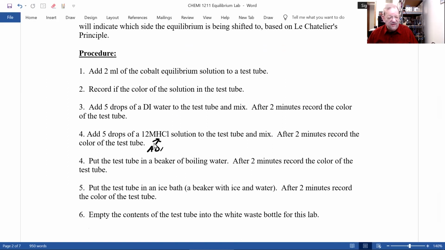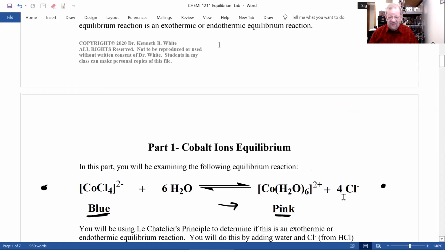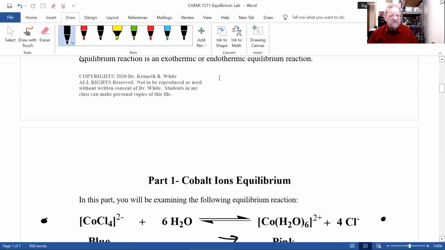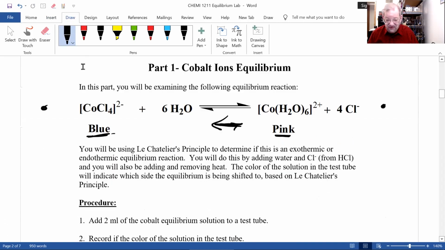this really adds in water, and becomes H plus and Cl minus. We'll learn that. Adding 12 molar HCl should add more Cl minus. Adding more Cl minus will now shift it to the left, and it should become blue. And you'll find out if that's true or not.